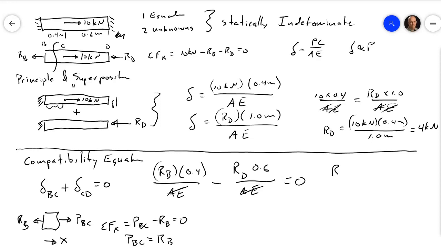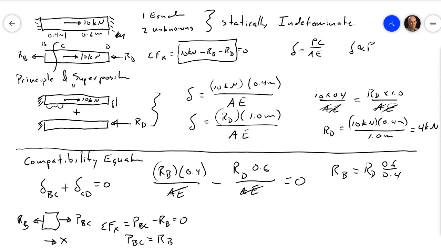the reaction at B equals the reaction at D, 0.6 over 0.4. And we already have this equation.